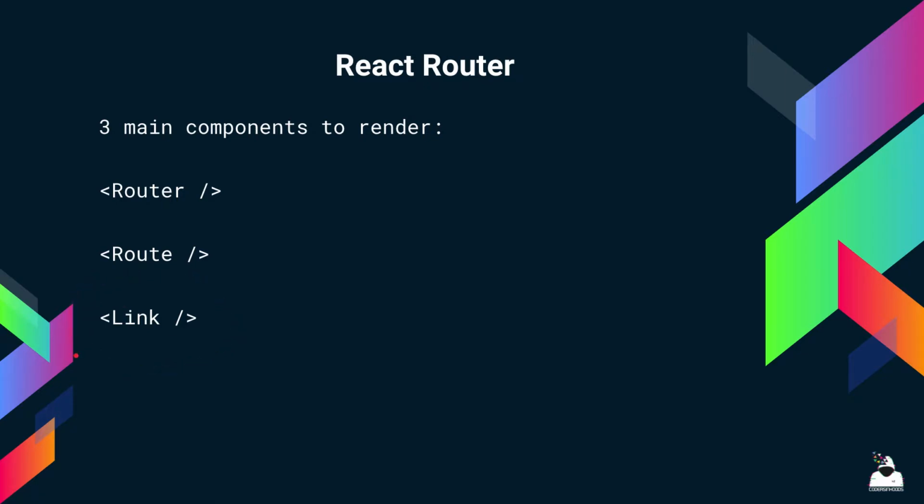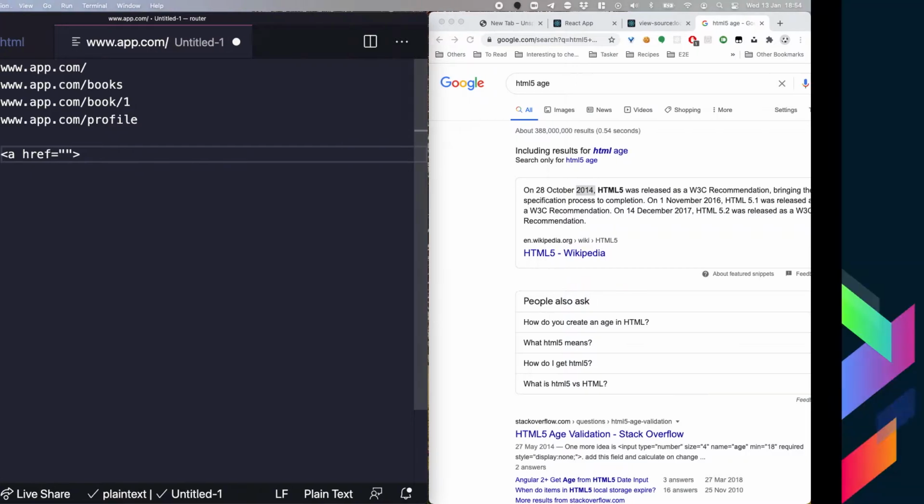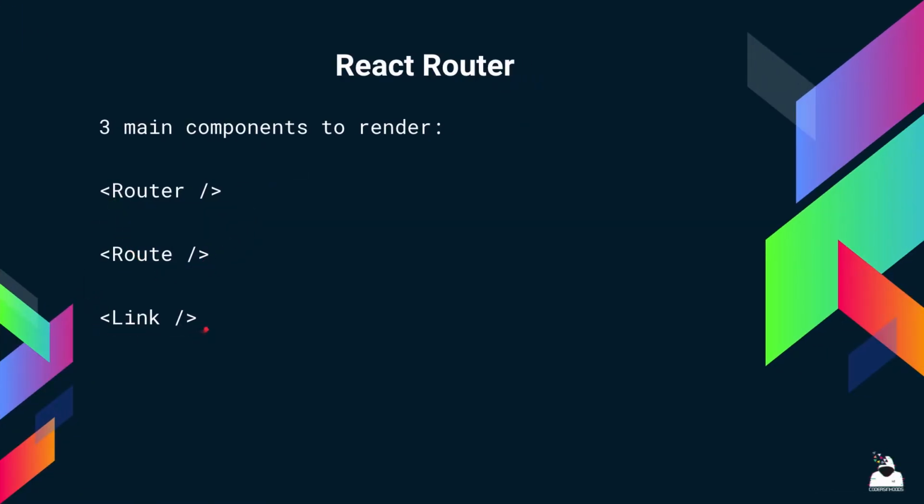And the third one is link. For the router to work, because we are using URLs, normally the browser would reload if you click on a URL. So for the routing to work properly, you need to have links that behave slightly differently from the default browser links, right? And obviously, to create a link in HTML, you use an anchor tag. So it's basically the same. It's just wrapped in this component because it has a little bit more behavior.